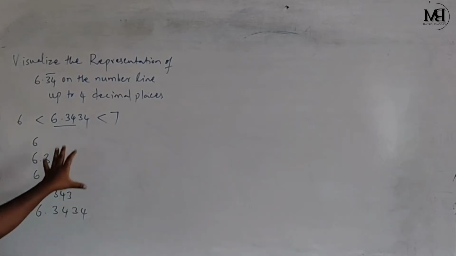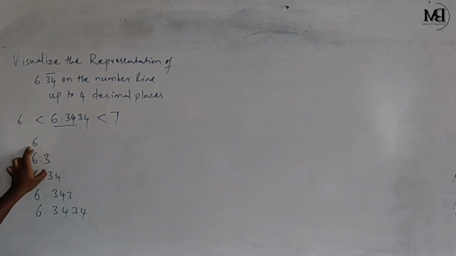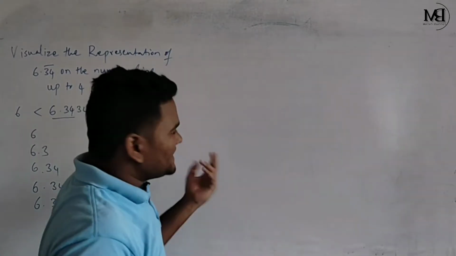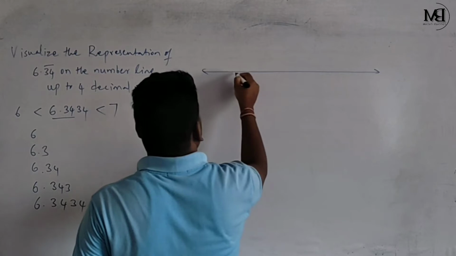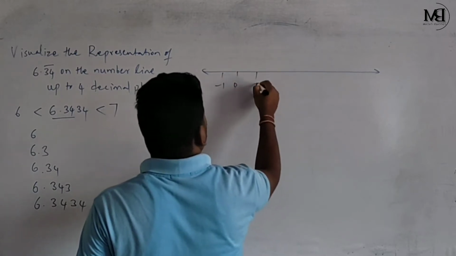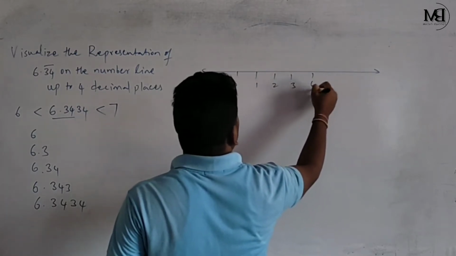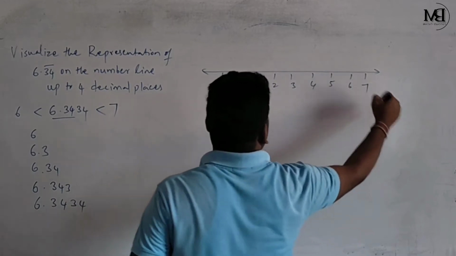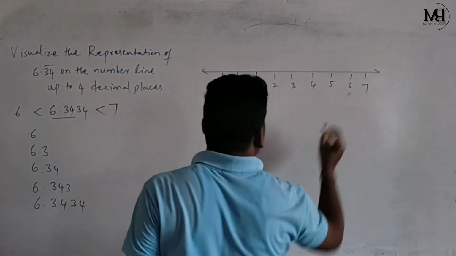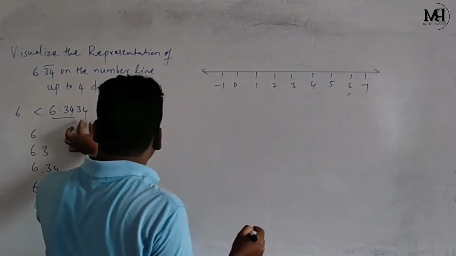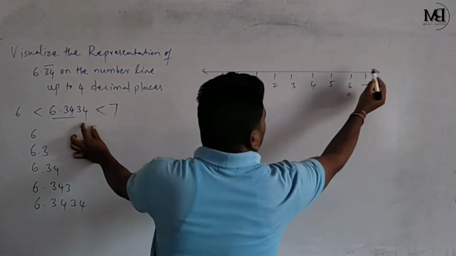Okay. Now we are going to represent 6 on the number line first. Let me draw the number line. This is the number line. 0, -1, 1, 2, 3, 4, 5, 6, 7. See children, where is the location of 6? Here it is. Okay. This 6.3434 is in between 6 and 7.